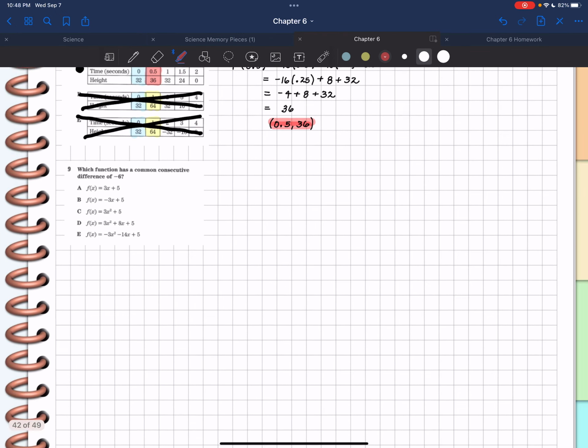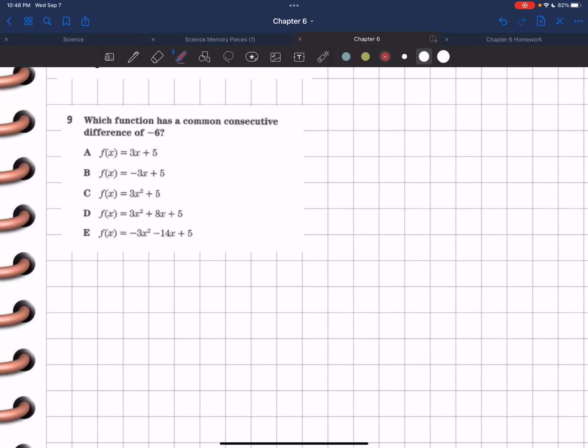Okay, number 9. Oh no. Oh, okay, it's not too bad. Don't panic just yet. Which function has a common consecutive difference of negative 6?